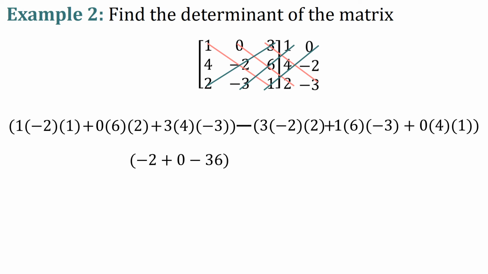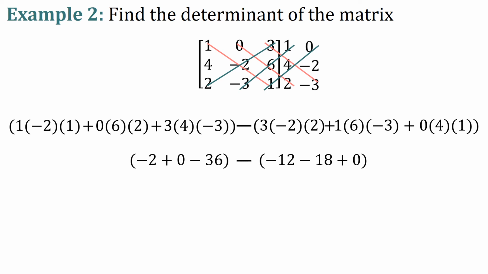1 times negative 2 times 1 is negative 2. 0 times 6 times 2 is 0. 3 times 4 times negative 3 is a negative 36. So instead of saying plus negative 36, we just went ahead and switched it to minus. In the next group of parentheses, we have 3 times negative 2 times 2. It's negative 12. 1 times 6 times negative 3 is negative 18. So now we have a minus 18. 0 times 4 times 1 is 0, so plus 0.